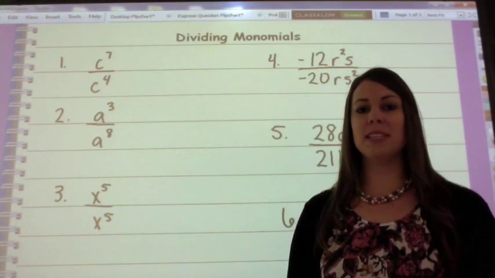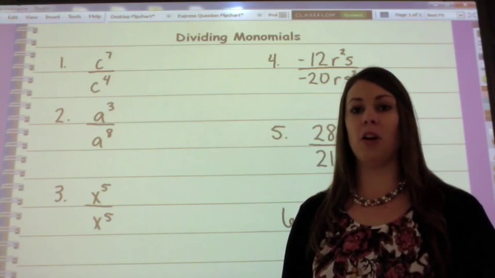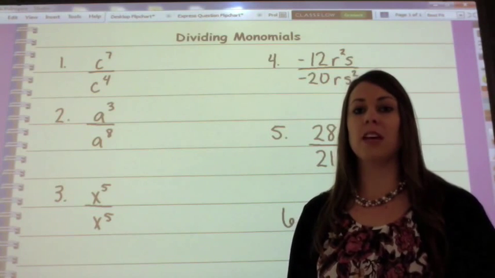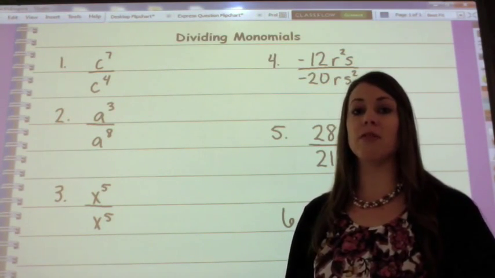Hi everyone, it's Miss Owen here at BMS, and today I'm going to show you how to divide monomials and how to simplify them. So let's look at our first equation. We have c to the 7th divided by c to the 4th.